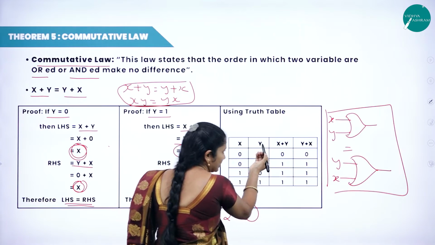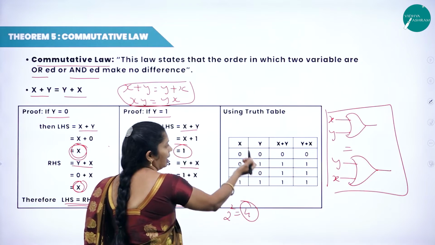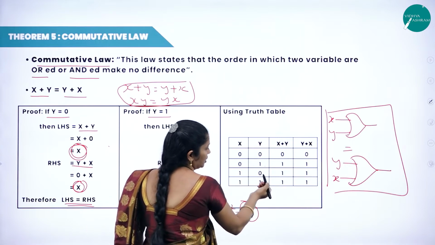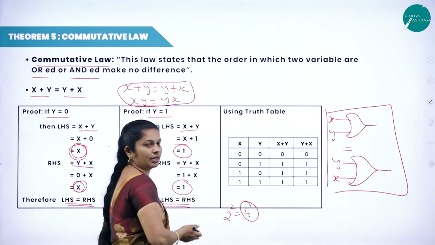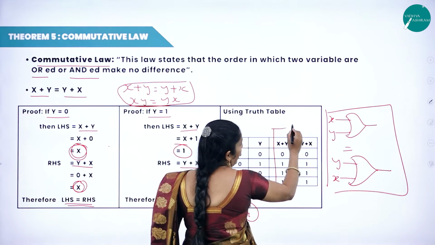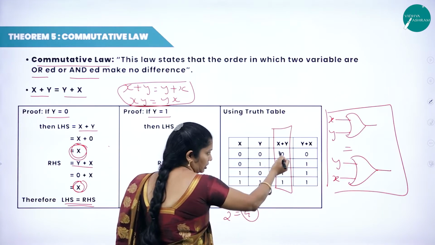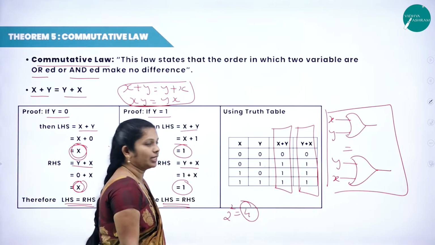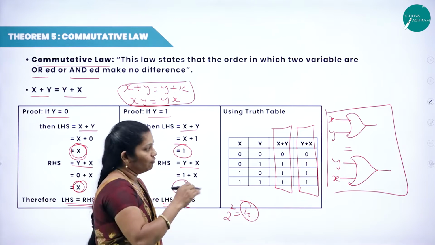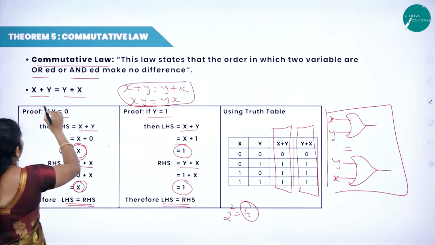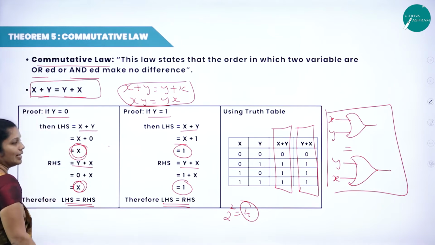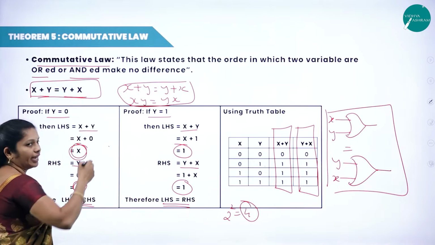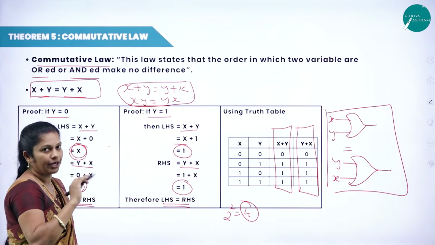Now, in the same way, y plus x I am going to consider. First, I am going to take the y column and then the x column. Then 0 plus 0 is 0. 1 plus 0 is 1. 0 plus 1 is 1. 1 plus 1 is 1. Therefore, if you observe x plus y, the values are 0, 1, 1, 1. Whereas for y plus x, there also 0, 1, 1, 1. Both the values are matching here. From that, I can say that x plus y value is the same as y plus x value. This is the first proof for the commutative law.